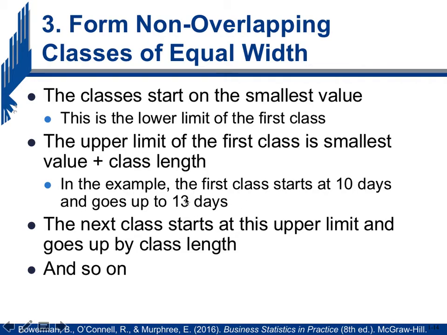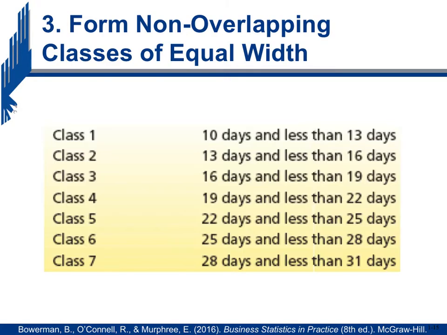So the lower limit of the next class will be equal to the upper limit of the previous class, which is 13, and the upper limit of the next class will be 13, the lower limit, plus the class length as well. So that will be 13 to 16. And then keep on doing that until you're able to cover all the 7 intervals that you need to construct. So here, in this example, we will have the following intervals. So that's 10 to 13, 13 to 16, 16 to 19, up to the 7th interval, which is 29 to 31.